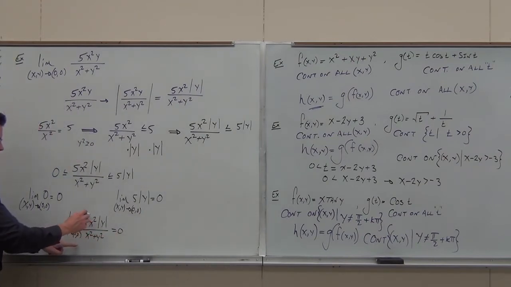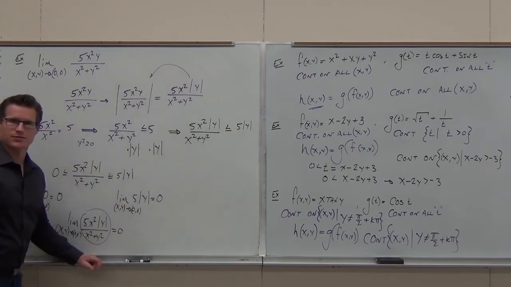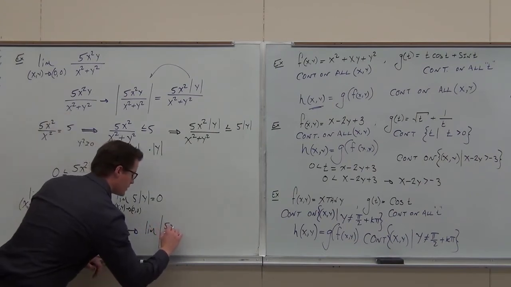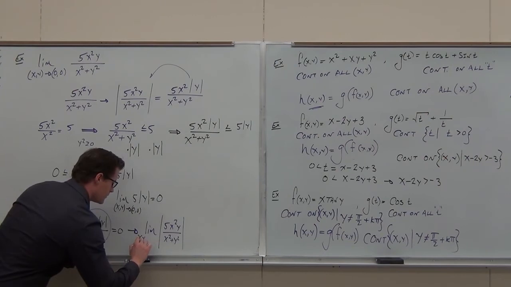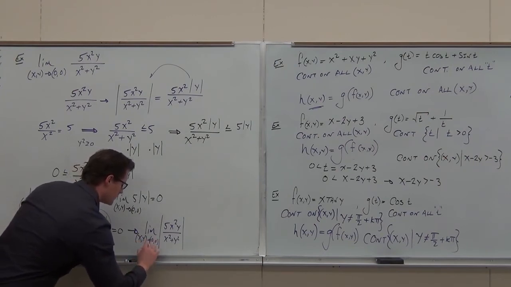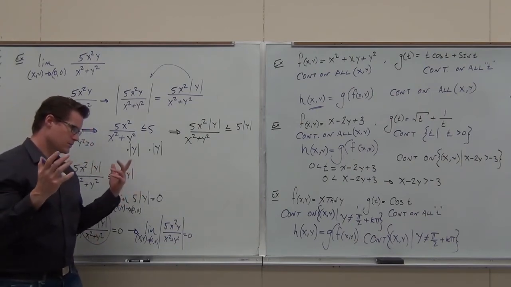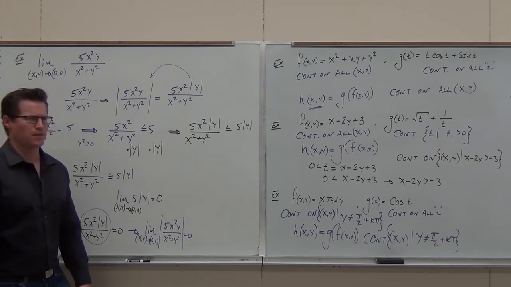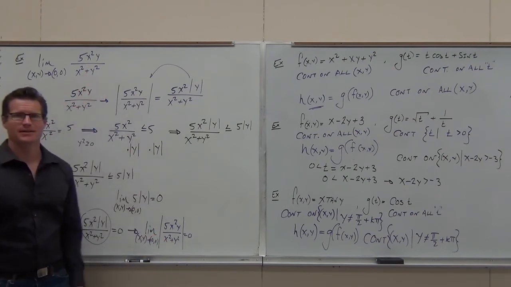I want you to look back at this piece. This piece is equal to that piece. Do you guys follow that? Therefore, the limit of the absolute value of all this junk is 0. And you go, awesome. But wait, Leonard. Is this exactly the same as that?